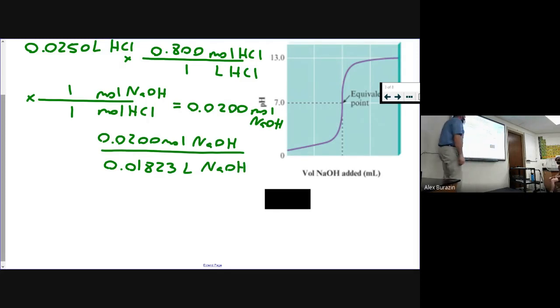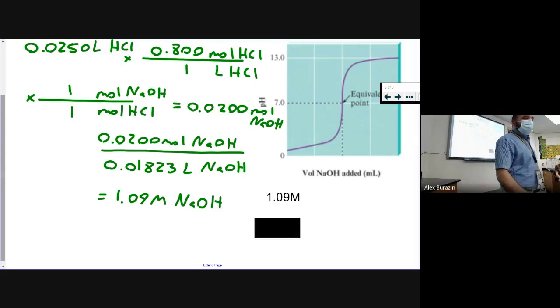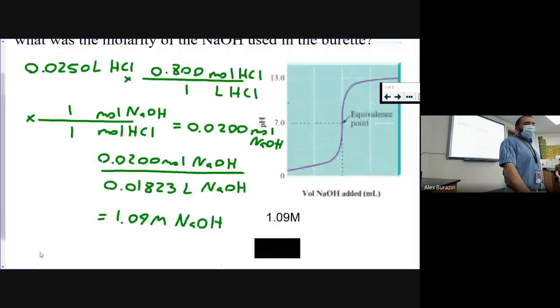And when I do that, my final answer should be, hopefully, 1.09 molar. Yes? And I'll label it appropriately with both a unit and what the heck it is. Molarity, sodium hydroxide. Okay?